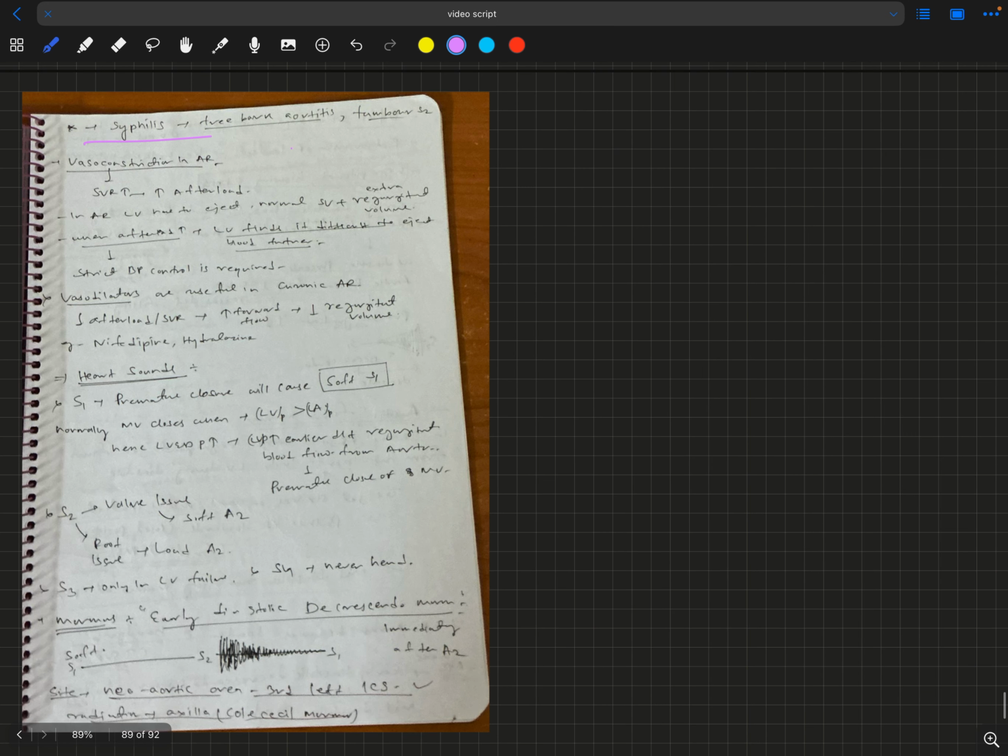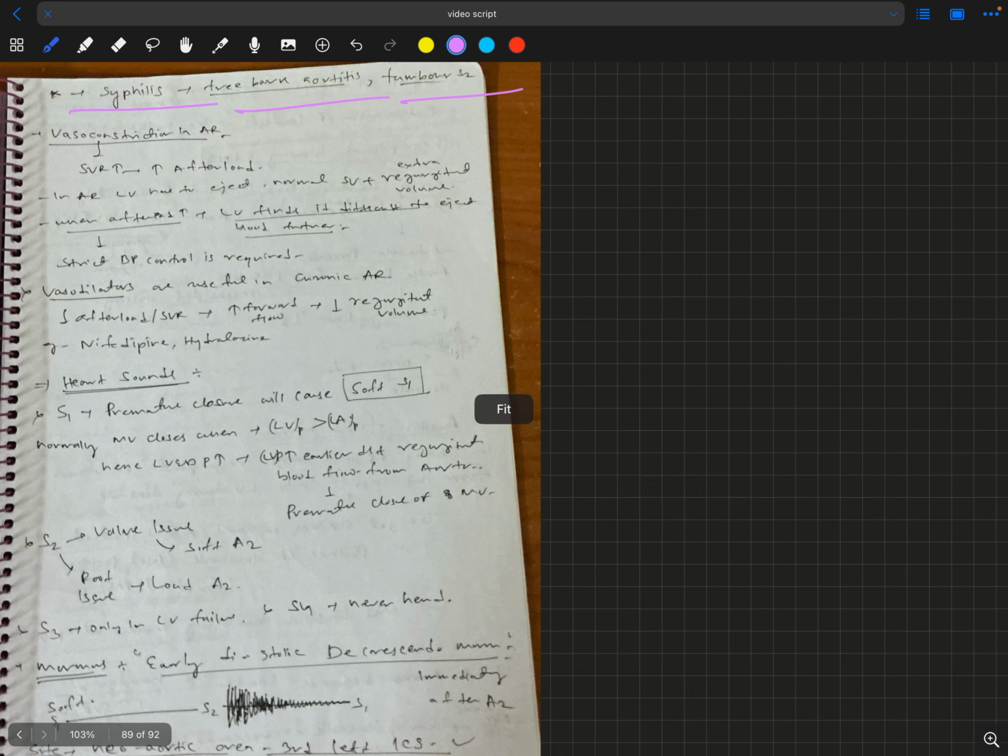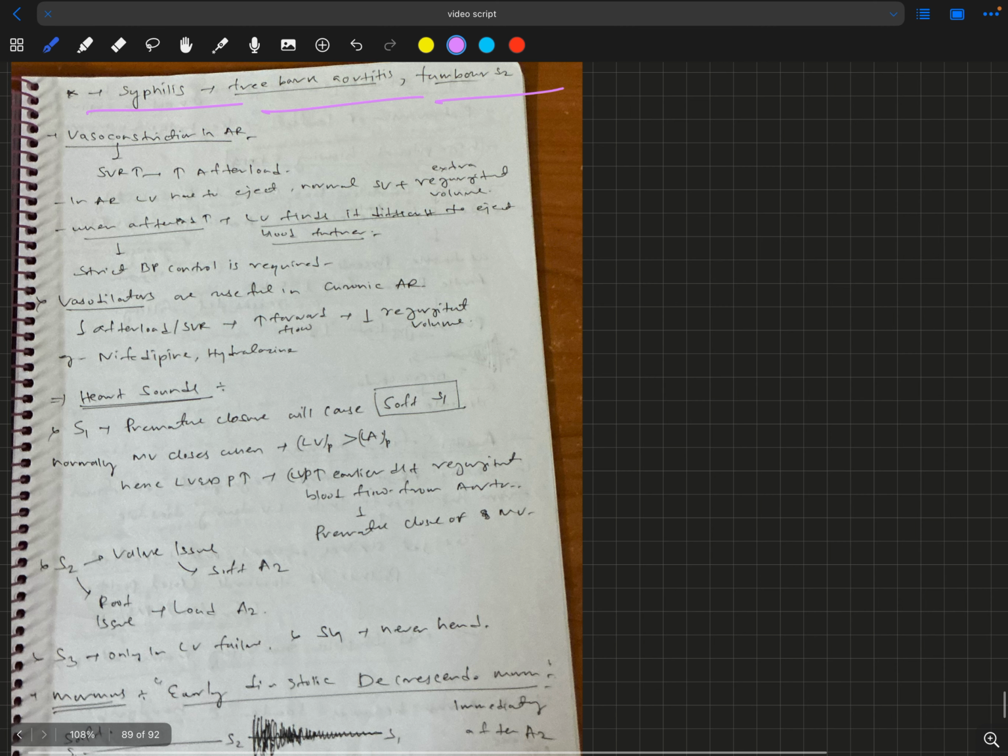So in syphilis, tree bark aortitis and tambour S2 are seen. Now, vasoconstriction in AR. I told you vasodilators are used in management of acute AR while the patient is waiting for surgery. So what is the role of vasoconstriction in AR? If there is vasoconstriction, there will be an increase in systemic vascular resistance and afterload, so there will be more backflow.